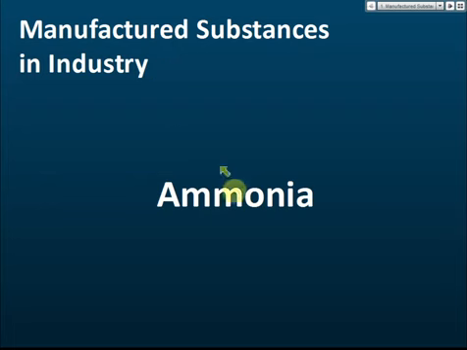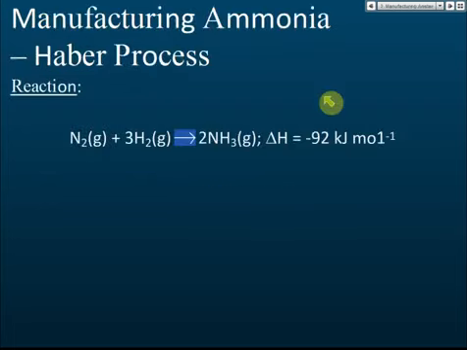Manufactured substances in industry: ammonia. So first, we discuss the process of producing ammonia in industry. The very first thing that you need to know is the name of the process. You always remember, okay? The process to produce ammonia is called the Haber process.